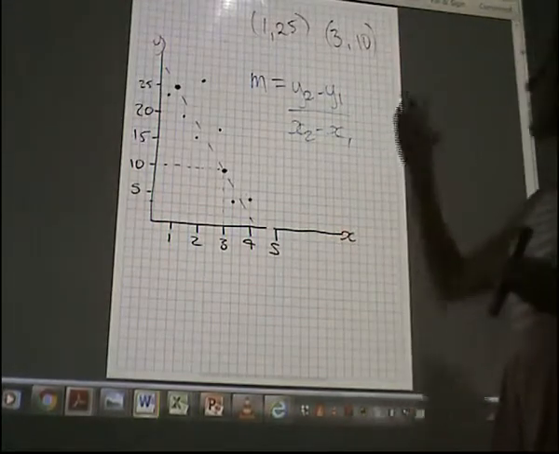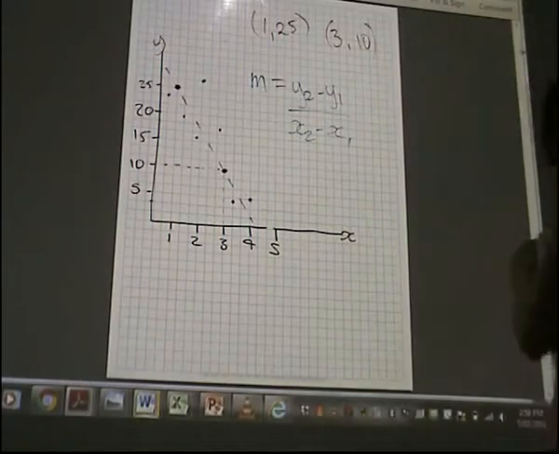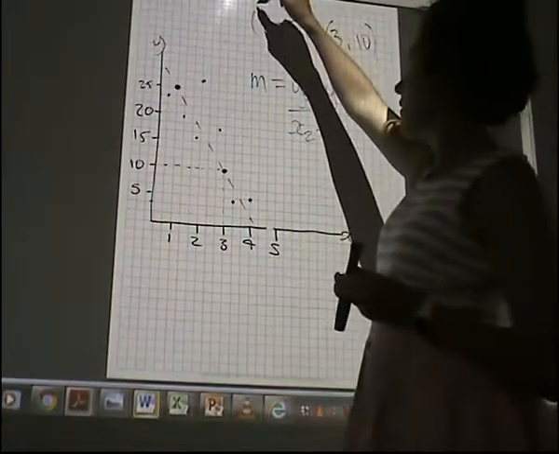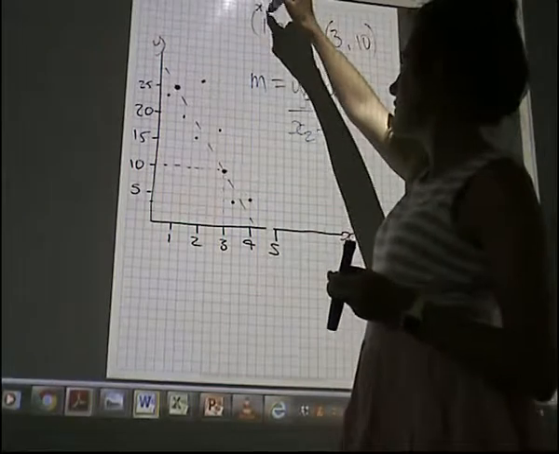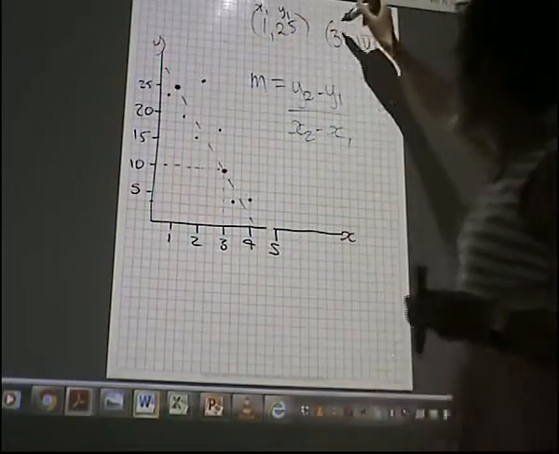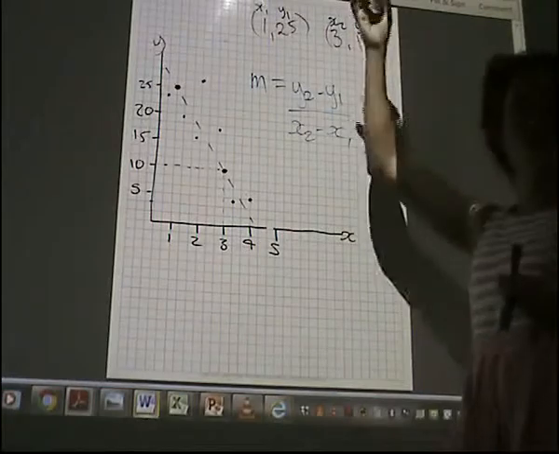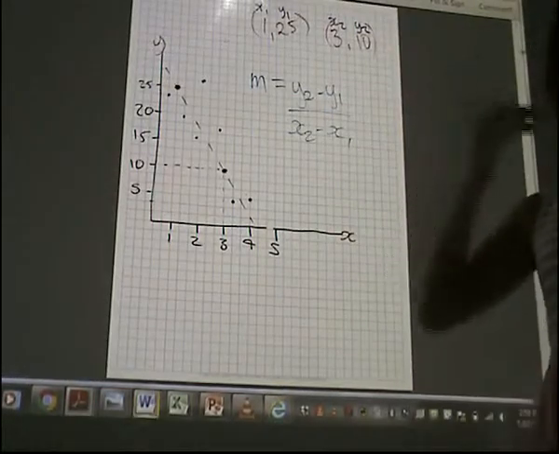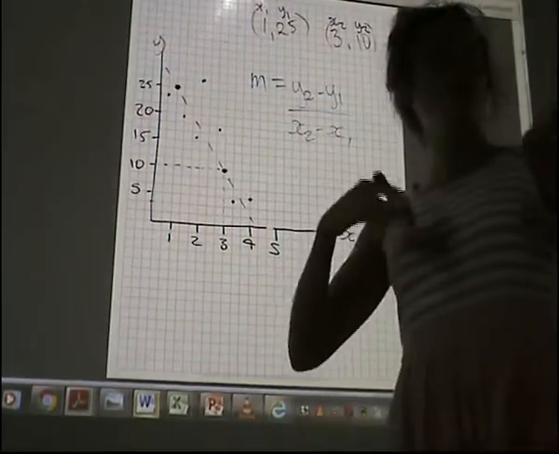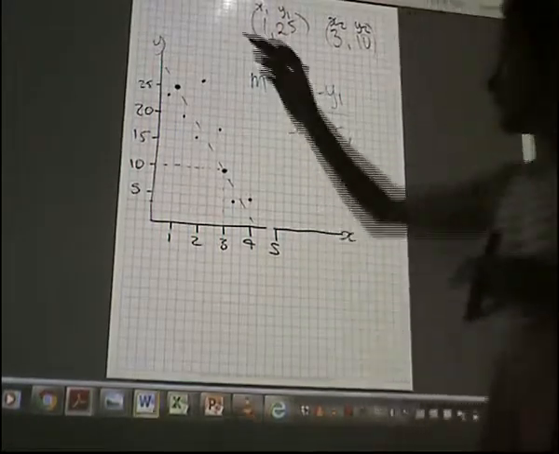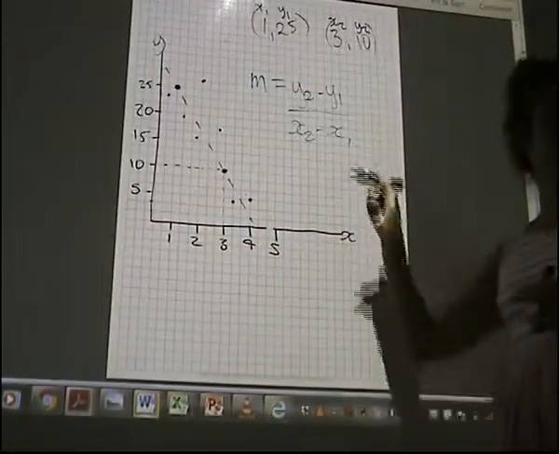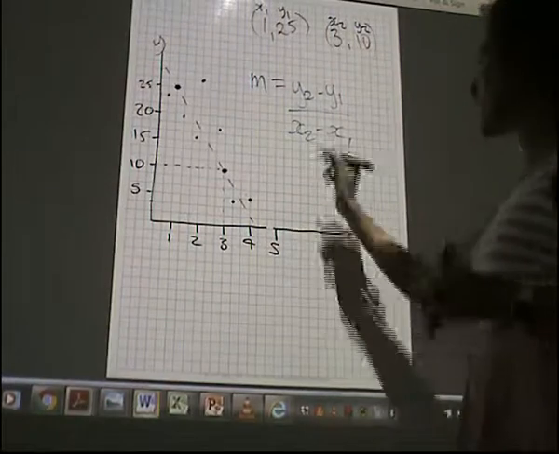Sub in the... Before I sub in, label them. Label them. Yep. What's this one? X1, Y1, X2, Y2. So labeling them is just as important as showing your working out. It's the same sort of thing. You show your working out so that you can pick up your mistakes. You label them so that you can pick up your mistakes in here. Alright? Get into good habits.